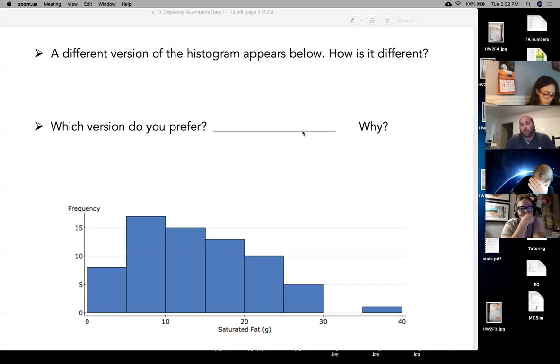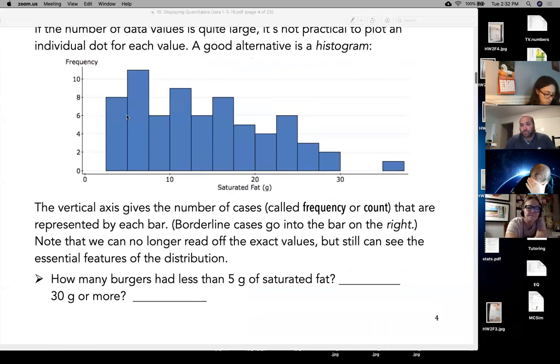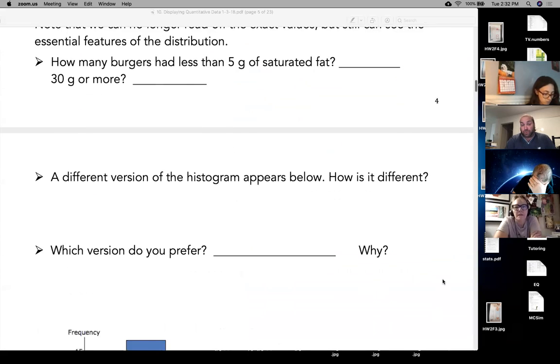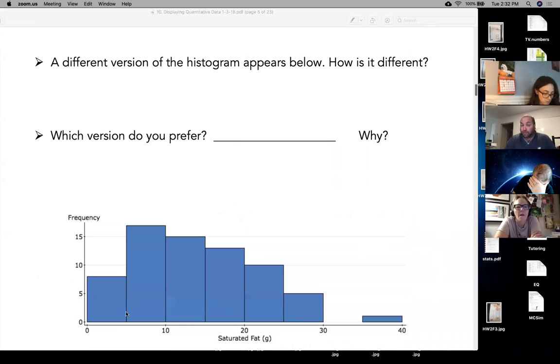Which version do you prefer? I personally prefer this one because it's closer to a dot plot. Yeah, all eight could have 5 grams, right? We would never know. Well, actually they can't have five because five would go into the right one, but they can all have like 4.7. Right, remember borderline cases go to the right. So if they all had five, technically they would be in this one.